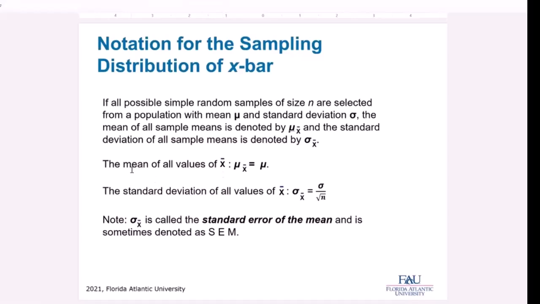What does that mean? If we have a bunch of samples and we take the mean of the samples, the mean of the samples is equal to the mean of the population. That's pretty significant. And the standard deviation of the mean of the samples, sigma sub x bar, is sigma divided by the square root of n. And sigma sub x bar is called the standard error of the mean and is sometimes denoted as SEM, standard error of the mean.